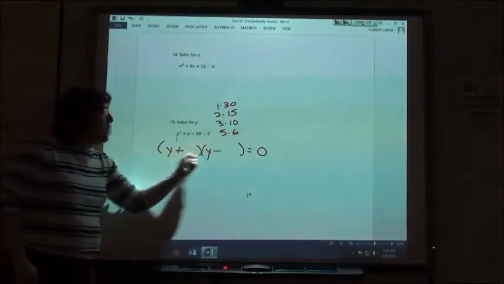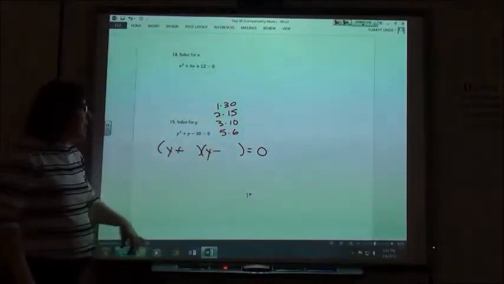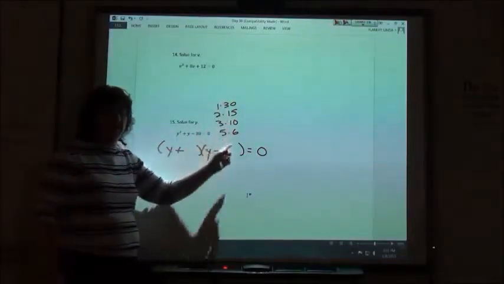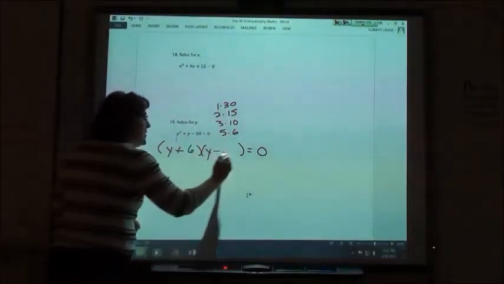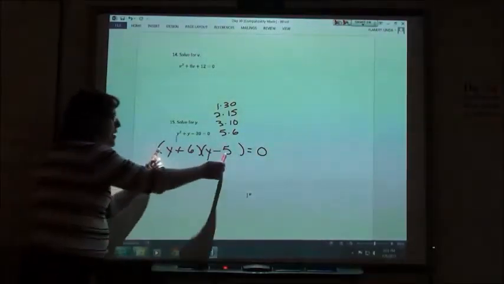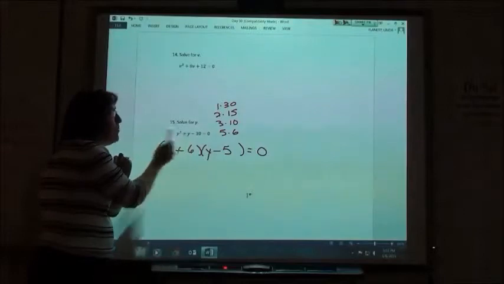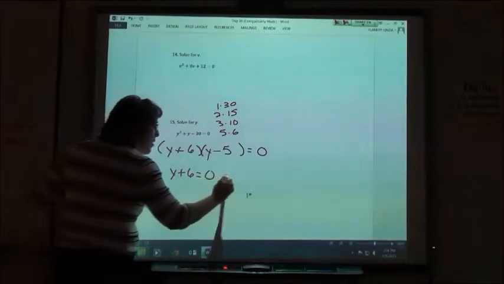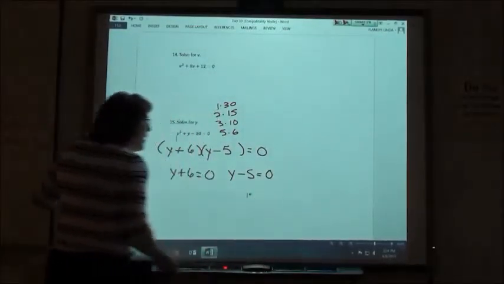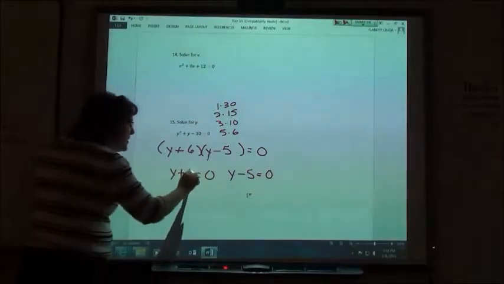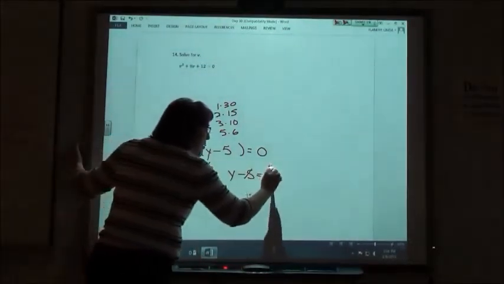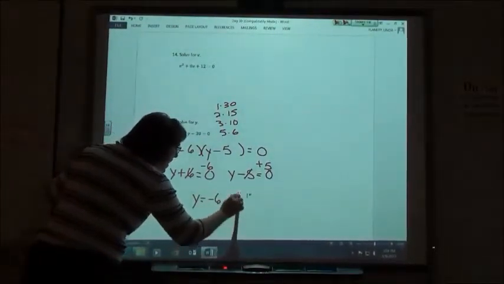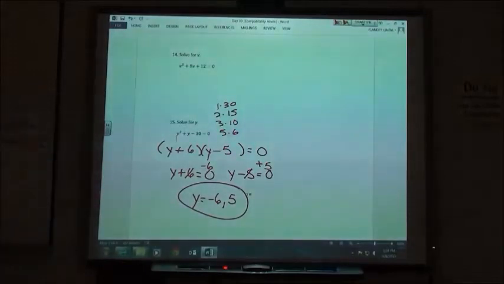Since these are opposite, I'm really going to subtract, or adding opposites. I want the pair that's going to give me a positive 1. That means my bigger number has to be the positive number. 6 minus 5. Negative 5y plus 6y is a plus 1y in the middle. So if y plus 6 equals 0 and y minus 5 equals 0, I'm just going to move my numbers, which gives me the opposite signs. Negative 6 here, positive 5 here. y equals negative 6 or 5 for my two values that would give me 0.